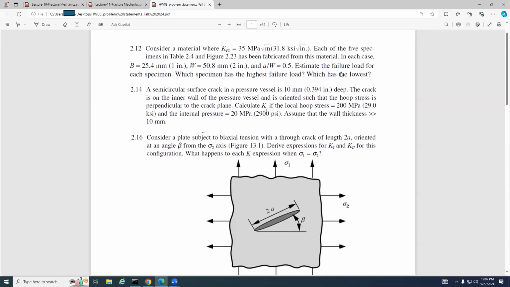This function depends upon what kind of specimen you are using. Look at Table 2.4 and Figure 2.23. For each of these five specimens, they are different, and you can calculate the P critical. You understand? You can use an Excel sheet to do this. Excel is more concise.